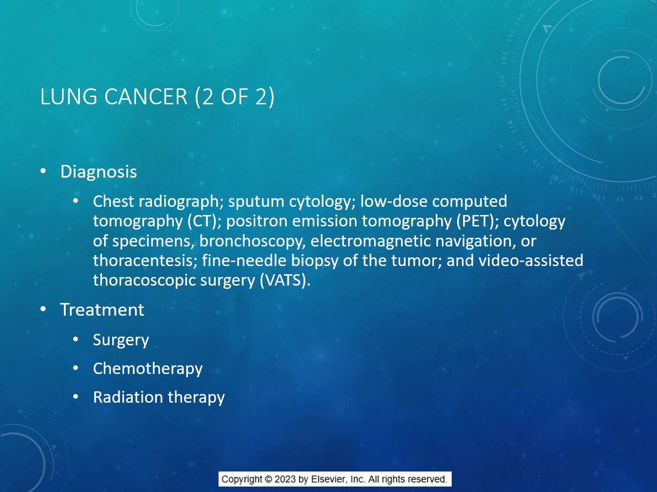Multiple tests are used to diagnose and stage lung cancer. This would include a chest x-ray, sputum cytology, low-dose CT, PET scan, cytology of specimens obtained by mediastinoscopy, bronchoscopy with endobronchial ultrasound, electromagnetic navigation or thoracentesis, as well as a fine needle biopsy of the tumor and video-assisted thoracoscopic surgery. Treatment is based on the type of cancer, small cell or non-small cell, and its stage. It may be possible to remove the affected area of the lung by surgery if the malignancy is in its earliest stages and is localized.